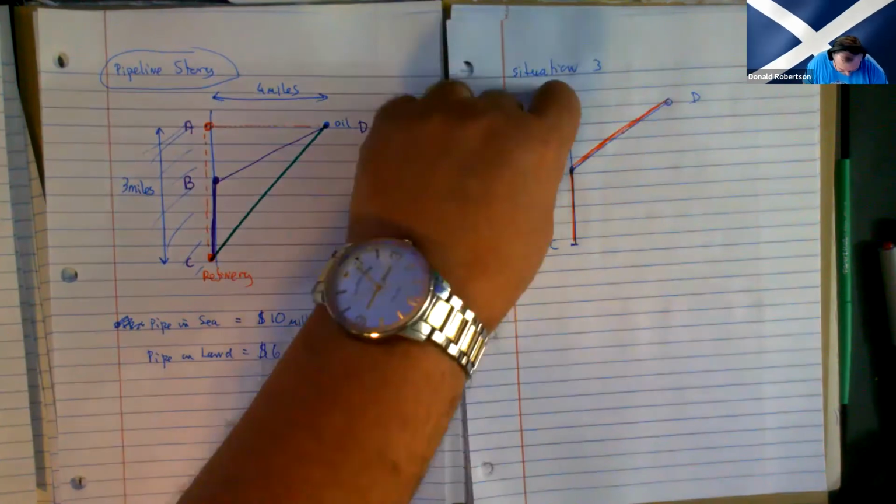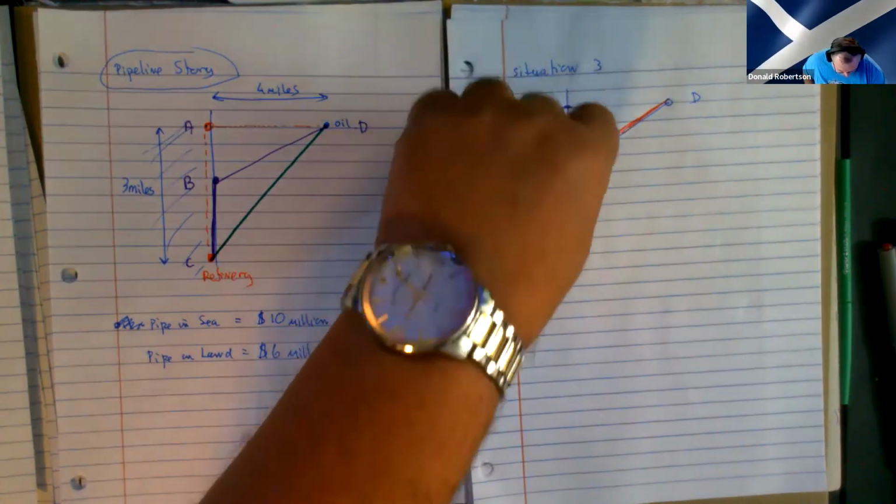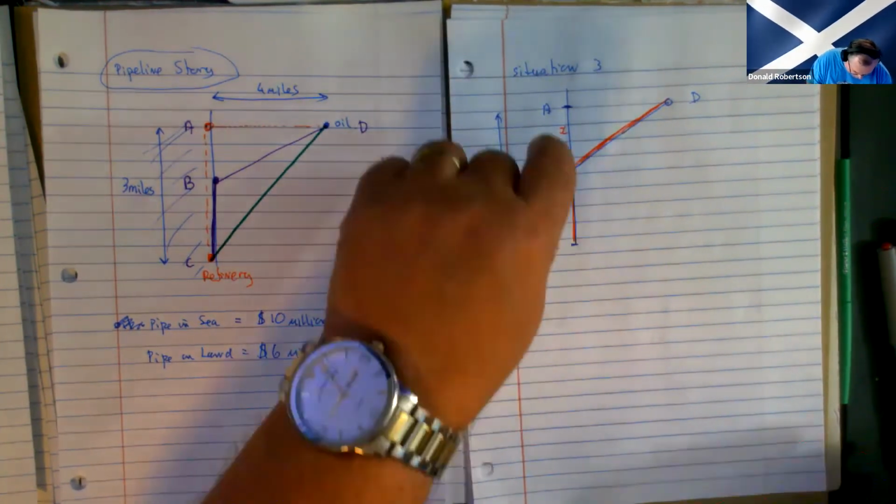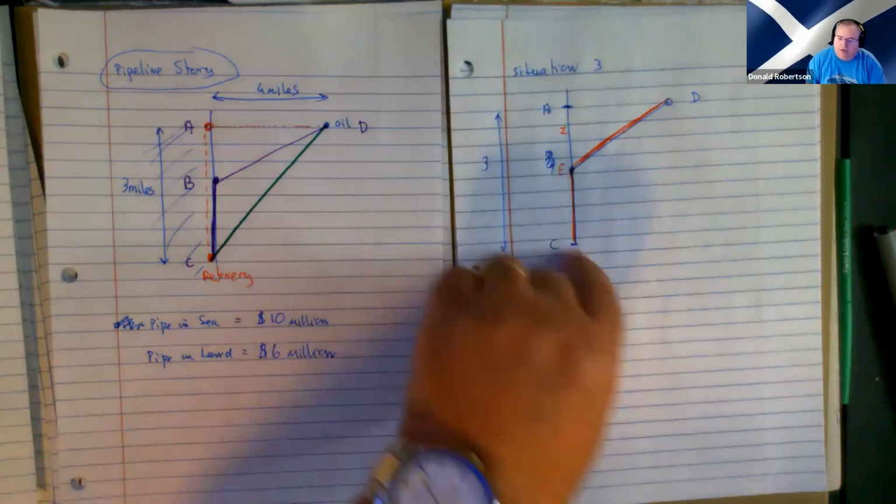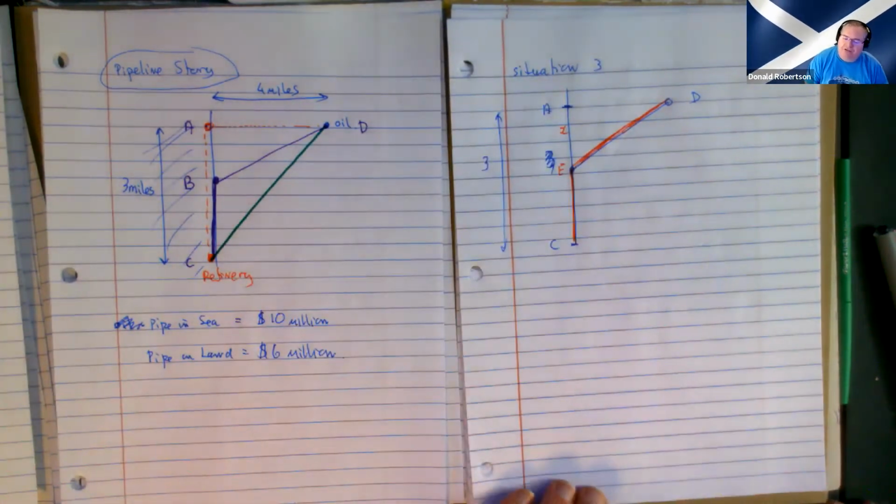If A to E is called X, what is the distance E to C going to be called using X's?